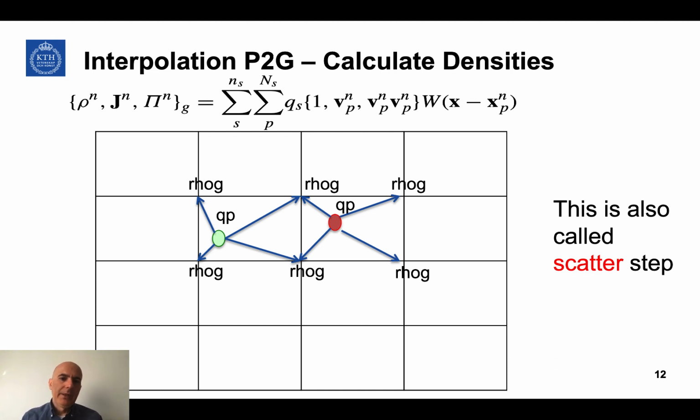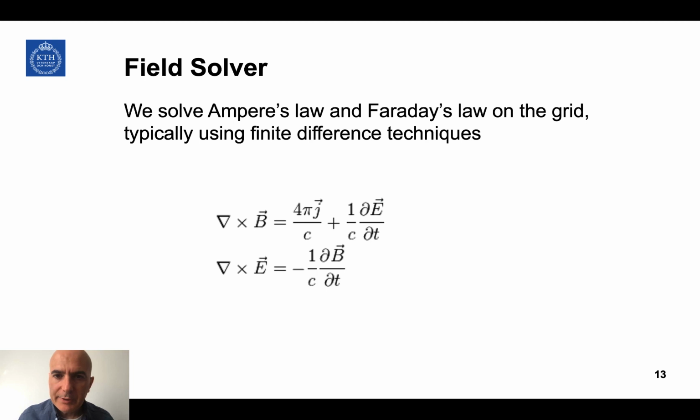So this is the opposite flow from the previous operation. In this case, we go from all the particles to the grid point. We take all the particles surrounding one node within a certain distance, and then we deposit the particle density in a weighted way, depending on the distance, on this point. So we can do this for rho and for the current density. Also, we can calculate the corresponding pressure tensor.